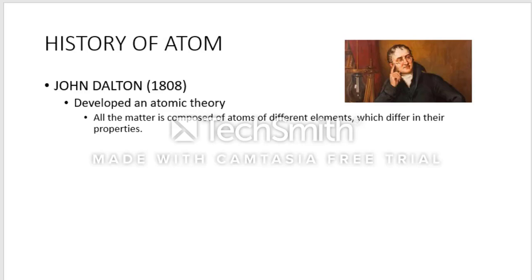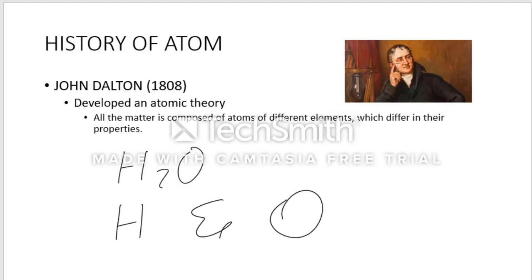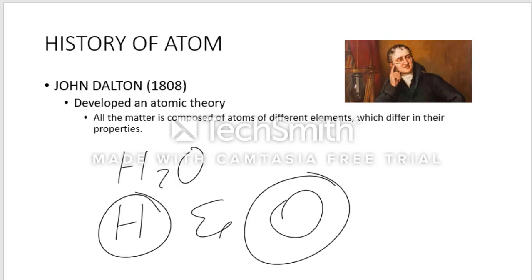Then John Dalton came and developed an atomic theory. He said that all matter, solid, liquid, or gas, is composed of atoms of different elements which differ in their properties. For example, water is a liquid and it's matter, and it consists of different elements, for example, hydrogen and oxygen, and they have their individual and different properties.